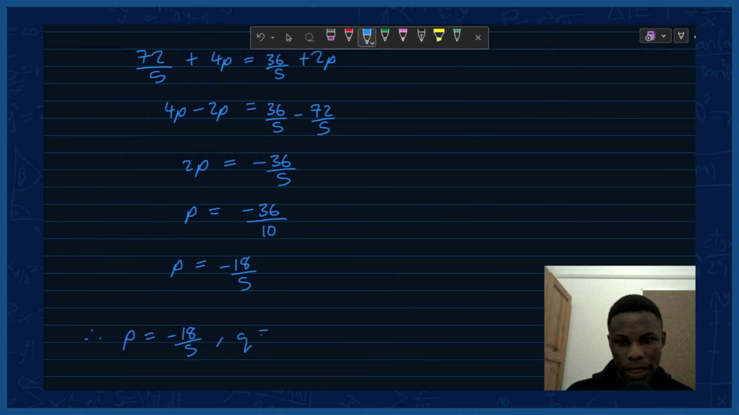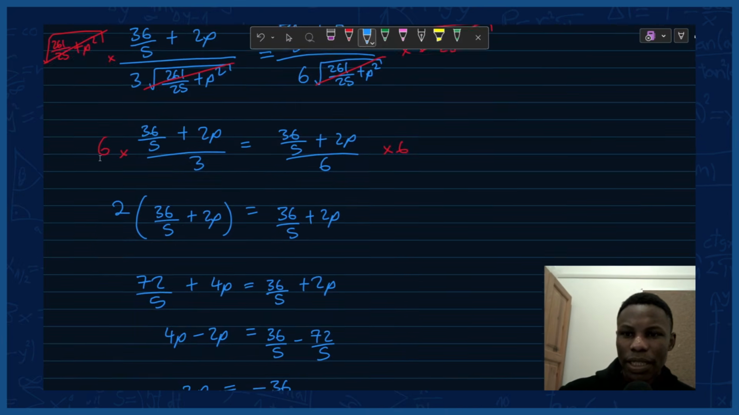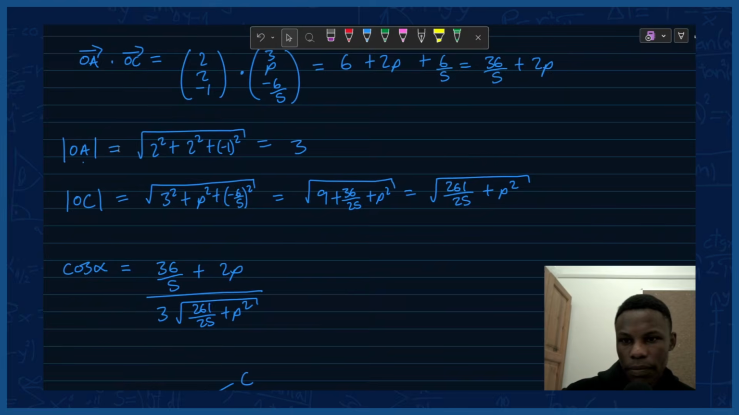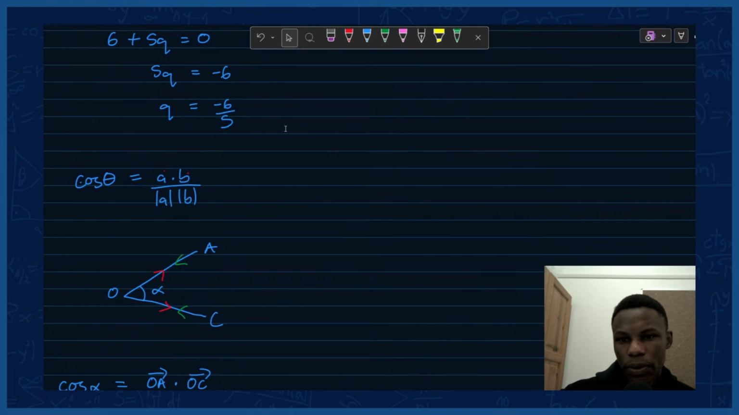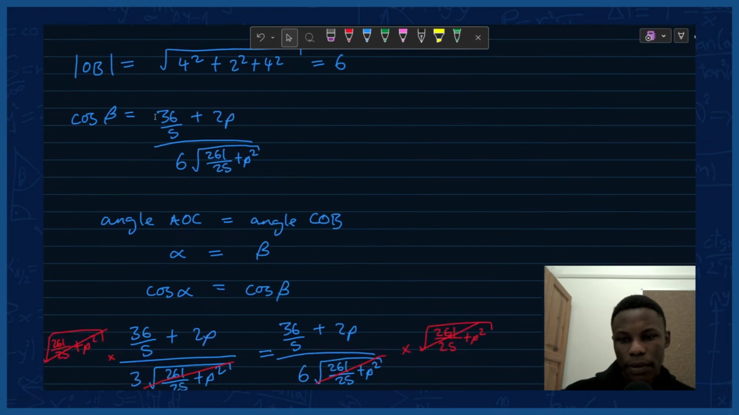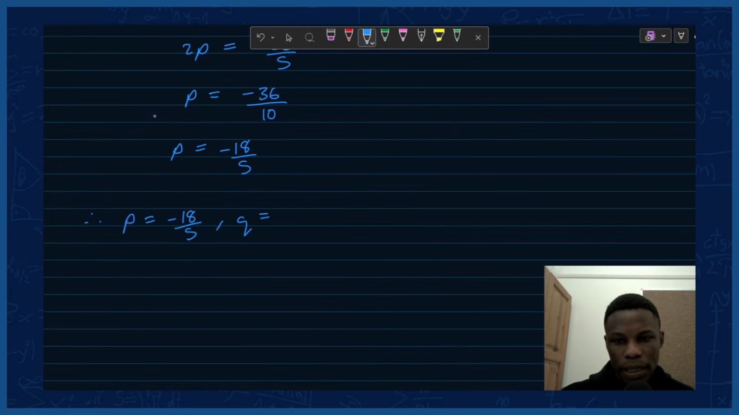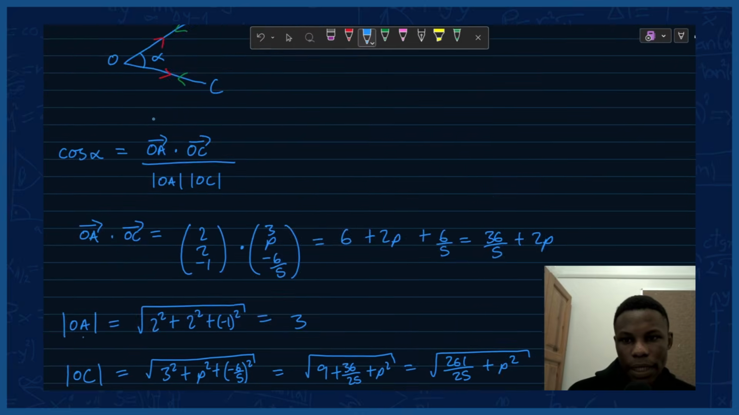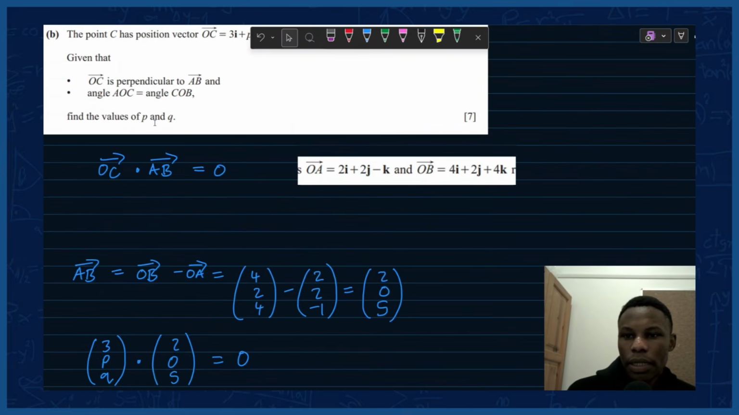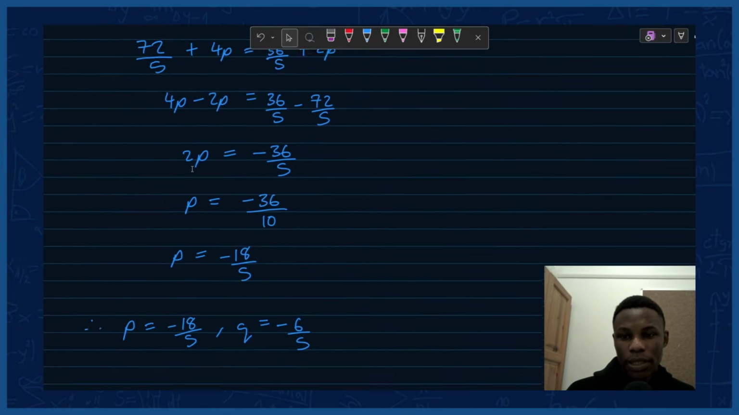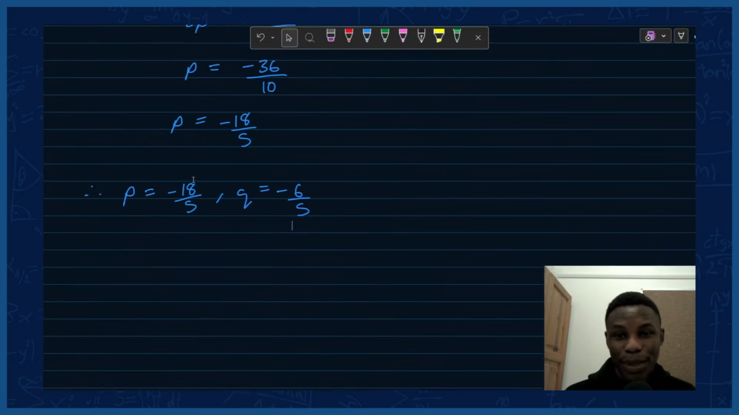And q we said was, what did we say q was? q was negative 6 over 5. Those would be our two solutions for p and q. And this will be the final question of this outrageous paper.